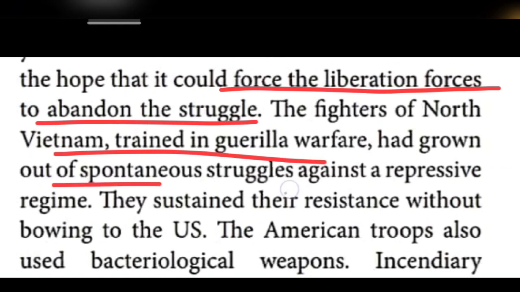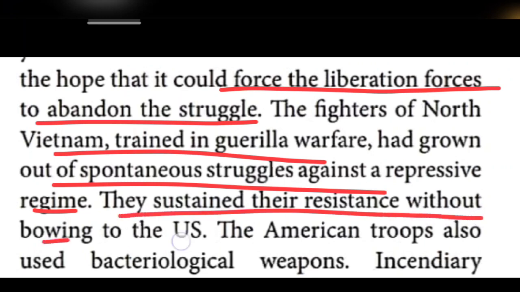It had grown out of spontaneous struggle against the repressive regime. Okay, regime in the sense of rule. So they sustained their resistance without bowing to the United States of America. They did not bow their head towards the United States of America.